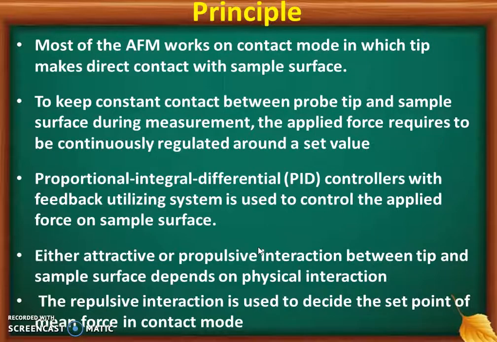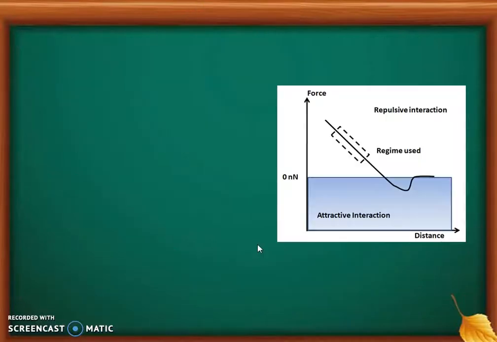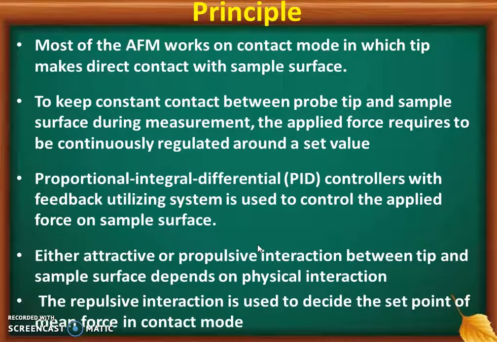If you look at the working principle of AFM, most AFM works in contact mode, in which the tip makes direct contact with the sample surface. To keep constant contact between probe tip and sample surface during a measurement, a force is applied to continuously maintain the contact, and that is also called the set value. So proportional integral differential PID controllers with a feedback system are used to control the applied force on the sample surface. Either attractive or repulsive interaction between tip and sample surface depends on the physical interaction between them. The repulsive interaction is used to decide the set point of mean force in contact mode.